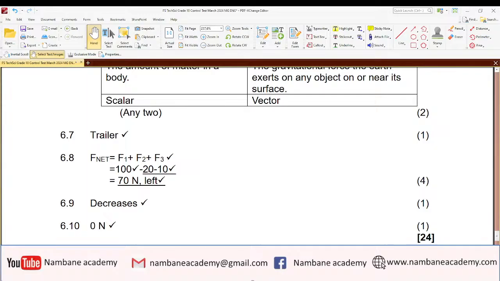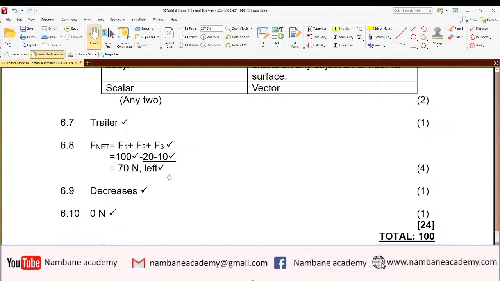Ladies and gentlemen, 1 mark for both substitution of -20 and -10 newtons. Final answer, 70 newtons to the left. So direction, very important, ladies and gentlemen.